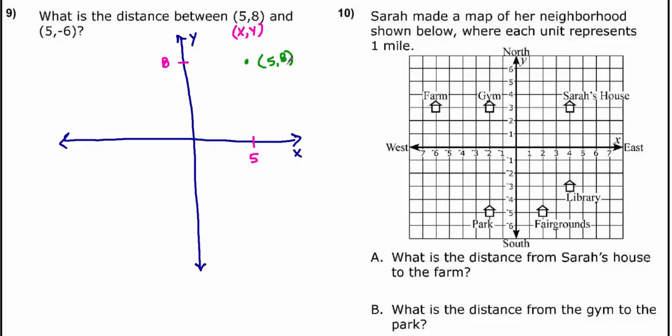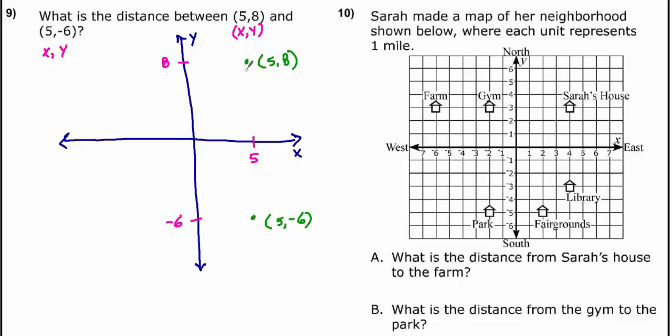The point 5, 8. Not a very good 8, is it? Let's make that a better 8. The pen's writing kind of thick today. That's a better 8. And our second point, 5, negative 6, that's also the x and the y. So I already have the x for 5. Here's the negative 6 on the y-axis. So I'm going to have another point right down here for 5, negative 6.